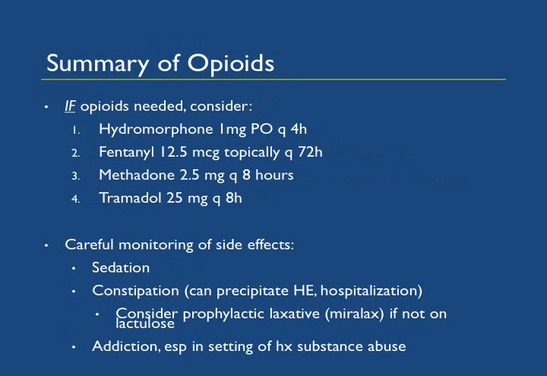So in summary, if opioids are needed, these are the ones to consider. Hydromorphone, 1 milligram PO Q4 hours. Fentanyl, 12.5 micrograms topically, Q72 hours. Methadone, 2.5 milligrams, Q8 hours. Or tramadol, 25 milligrams, Q8 hours.